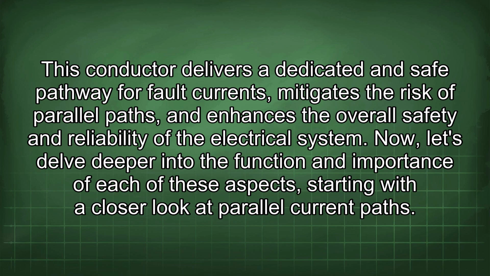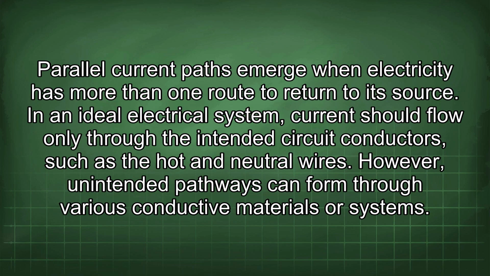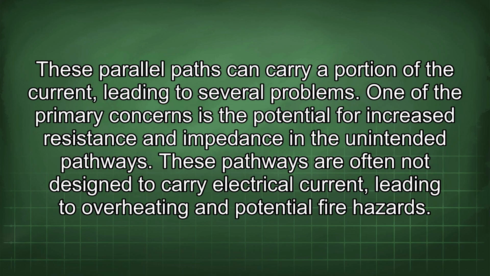Now, let's delve deeper into the function and importance of each of these aspects, starting with a closer look at parallel current paths. Parallel current paths emerge when electricity has more than one route to return to its source. In an ideal electrical system, current should flow only through the intended circuit conductors, such as the hot and neutral wires. However, unintended pathways can form through various conductive materials or systems. These parallel paths can carry a portion of the current, leading to several problems.